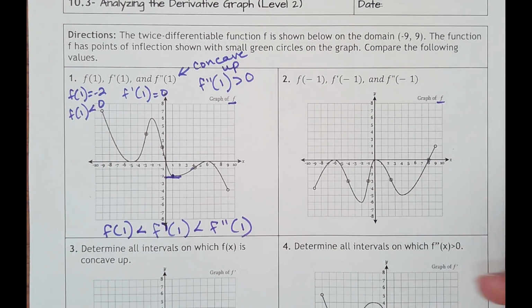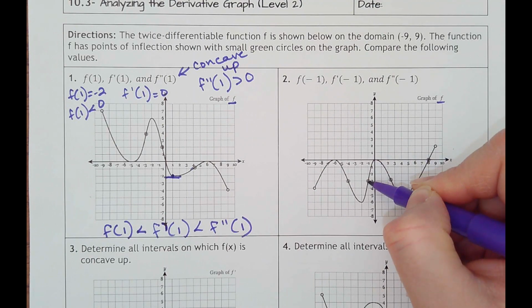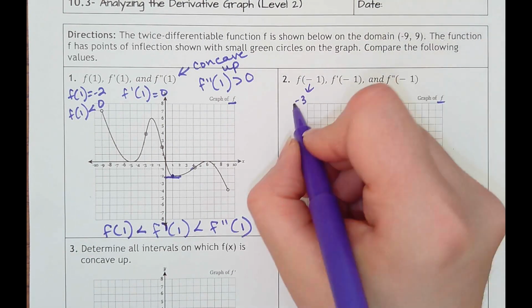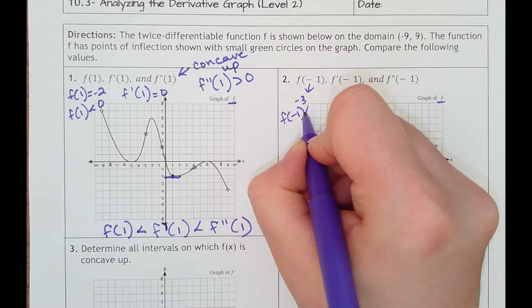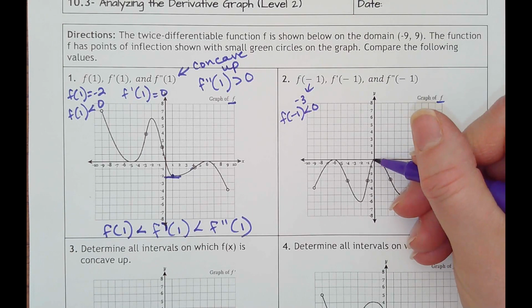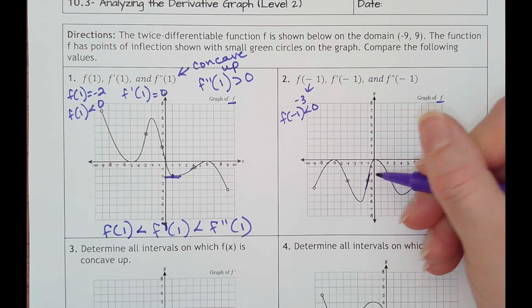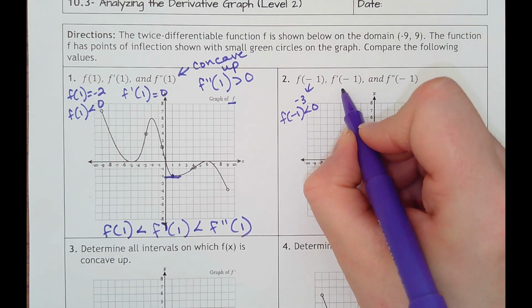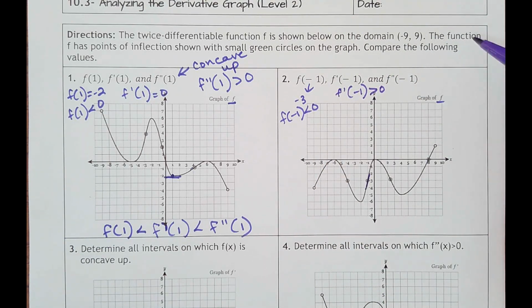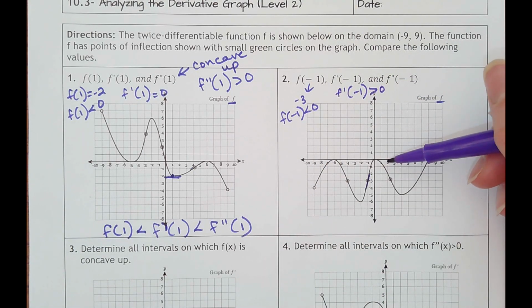We're still on the graph of f. So here when x is -1, it looks like we have a point at -3. So that means that f of -1 is negative, less than 0. The slope at -1 is increasing. It's pretty steep, right? So that would be positive, greater than 0.